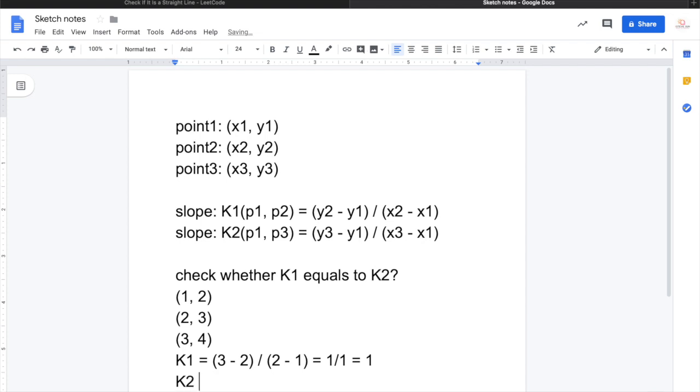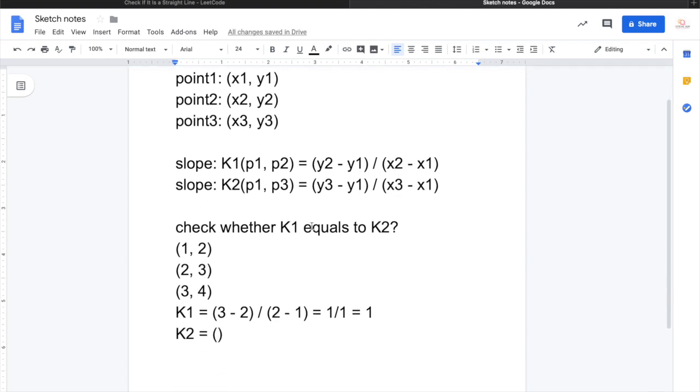And then the same case applies to k2. What we're going to do is have y3 minus y1. My y3 is this one, 4. So 4 minus 2, y1 is here. And then divide that by x3, which is 3, minus x1, which is 1. What we get is 2 divided by 2, which is 1. So we see k1 is 1, k2 is 1.